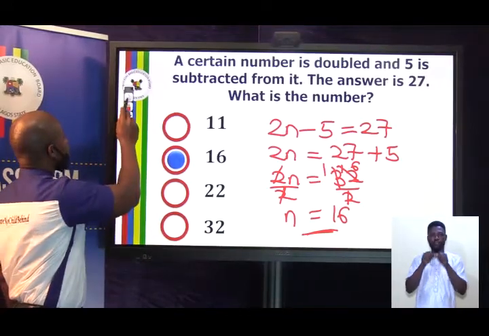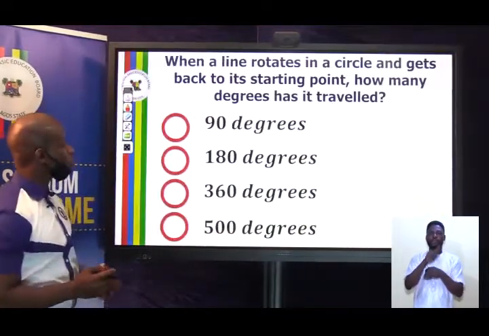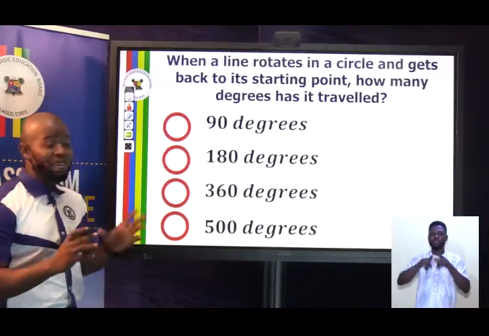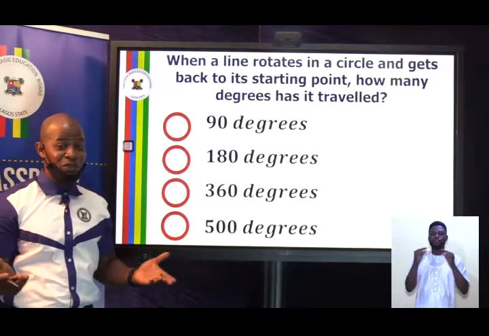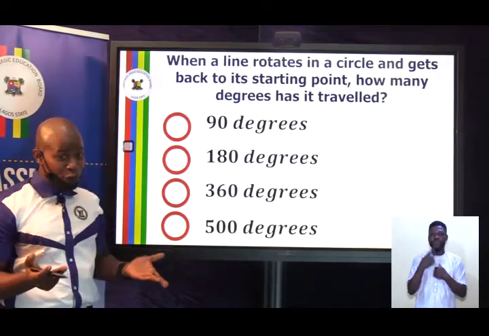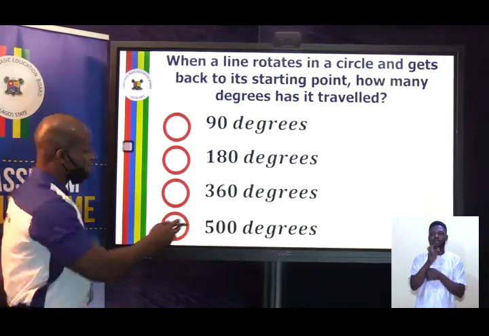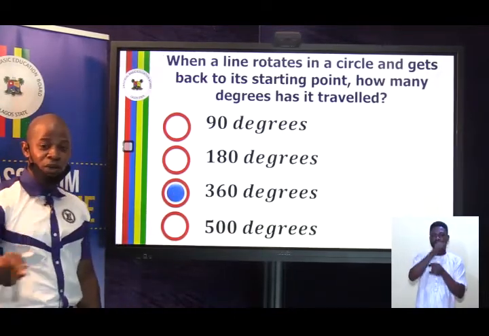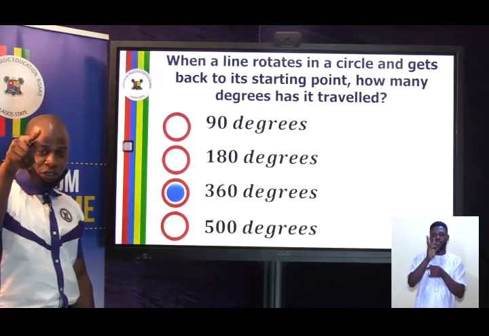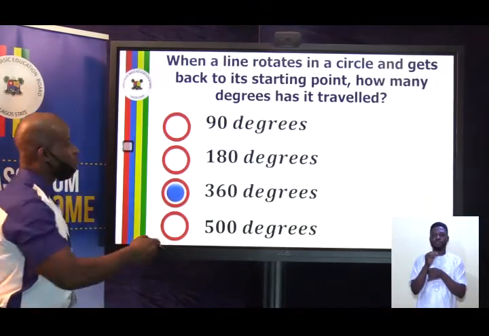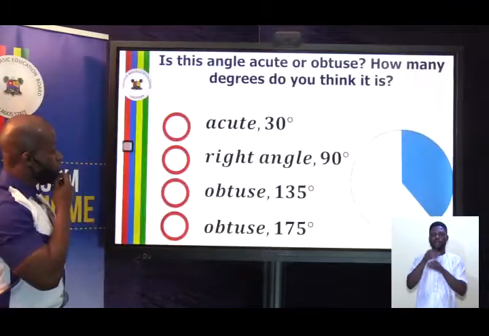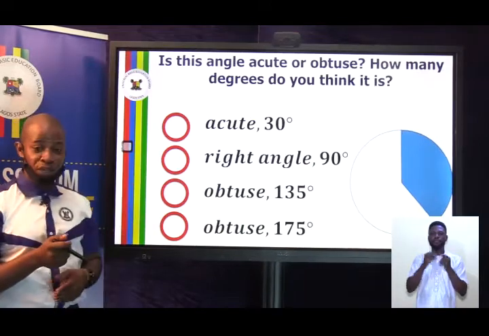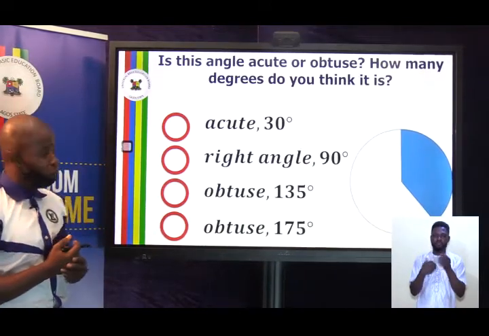So let's move on. The next question says, when a line rotates in a circle and gets back to the starting point, how many degrees has it traveled? You know this already. You have seen the answer already. The answer is 360 degrees. When a line goes in a circle round back to the starting point, 360, another 360, and so on like that. Now, look at this angle. Is this an acute angle or obtuse angle? How many degrees do you think it is? You've done this before. You should know.